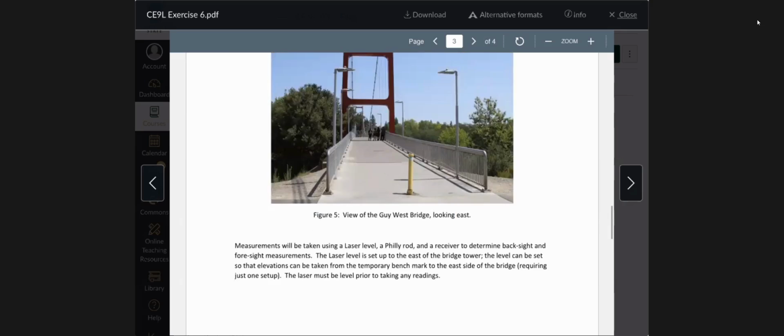Using the same equipment, you're going to have a tripod with the laser level mounted on it and a leveling rod to take the measurements. And I'll go over how you're going to read the signal from the laser level here in a minute. Okay.